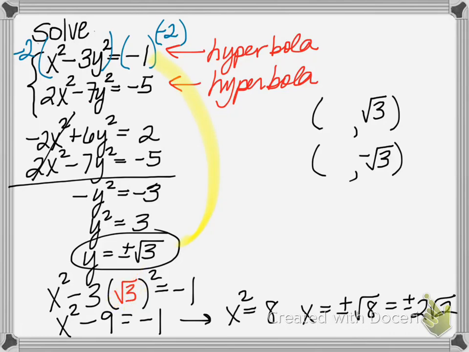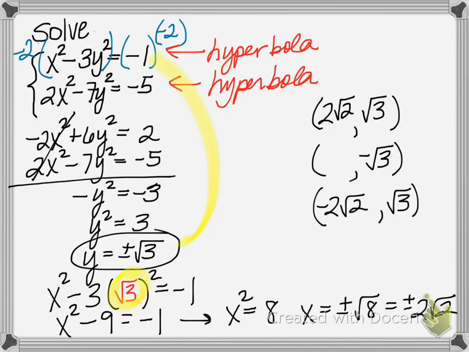Let's see if I can circle that better for you. Here I was inputting the square root of 3. That was my y value, and I obtained two x values. So that means I can have 2 times the square root of 2 as my x value when y is the square root of 3, but I'm also gaining another intersection when y is the square root of 3. I'm also gaining negative 2 square root of 2 for my x value.